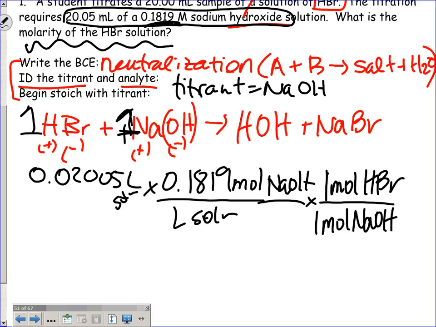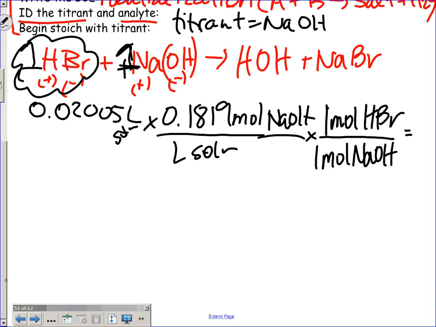So I'm now to the point where I'm really close to the concentration of HBr. Right now, I'm just at moles of HBr. If I want to get to concentration, aka molarity, what do I need to do with that mole? How do I get from moles to molarity? Divide by volume, right? So I'm actually going to stop here. Let's get moles, and then we'll secondarily divide by volume. Calculate for me. Because I know this is how some of you will want to solve it, and I'll do it a second way shortly. So what's 0.02005 times 0.1819?